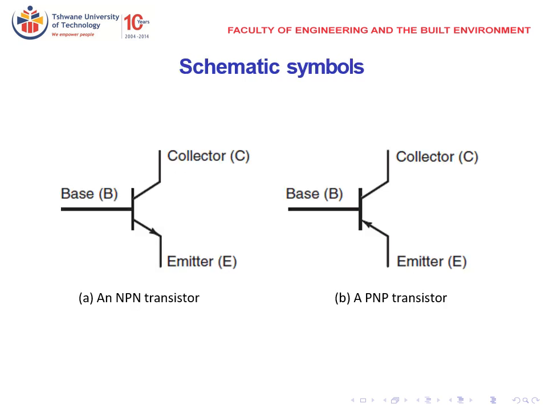What is the schematic symbol of an NPN transistor? This is how it will look. On the left, you have a collector on top, base in the middle, and emitter at the bottom. When you look at this structure, it looks like two diodes connected back to back. From the base to the emitter, you have a diode that is facing the emitter. And between the base and the collector, you have another diode that is facing the collector.